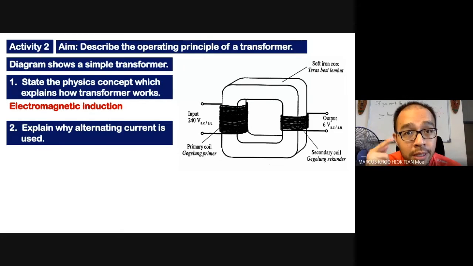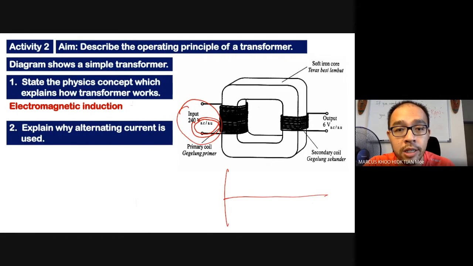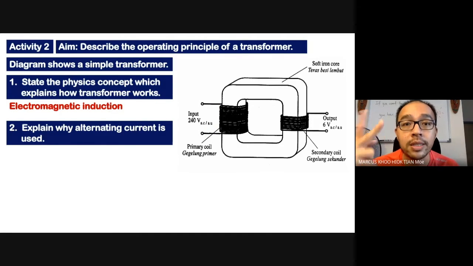And we use that concept in the application of a transformer. Now, one of the things that I said just now is that the input voltage must be from an alternating current source, cannot be direct current. Remember in the direct current generator, the current only flows in one direction. But in an alternating current, the current will flow in different directions. It will flow this way, and then the next moment, it will flow the other way. So the direction of the current is always changing.